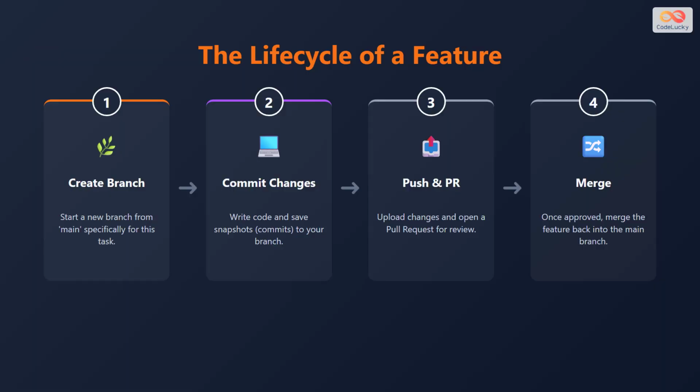Here is what that process looks like in practice. First, you create a branch specifically for your task. Second, you write your code and save your commits to that isolated branch. Third, when you are ready, you push your branch to the server and open a pull request. Finally, once approved, your changes are merged back into the main codebase safely.